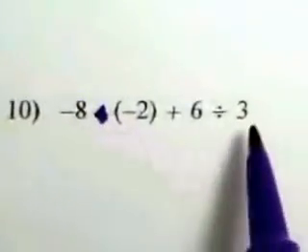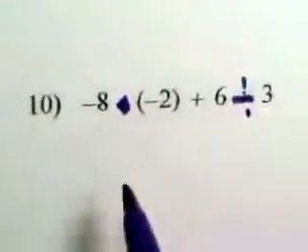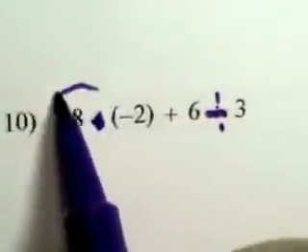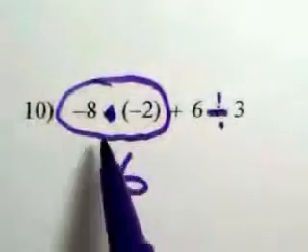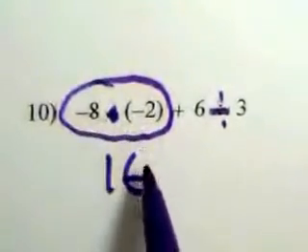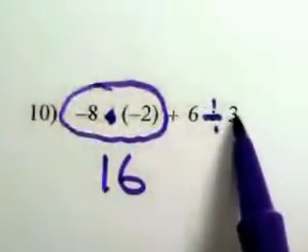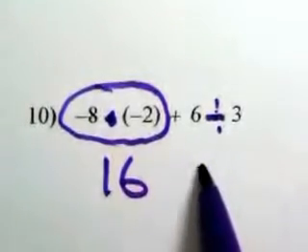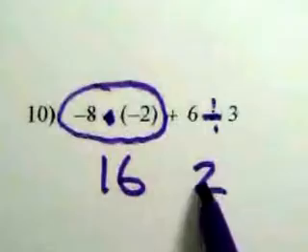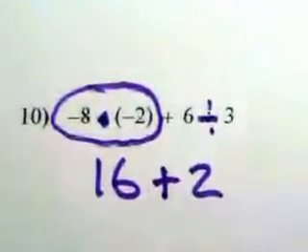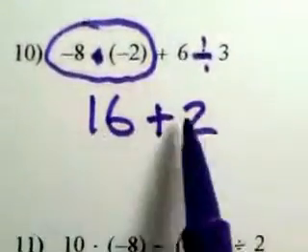Okay, so I have my times and I have my divide. I'll do my times stuff first, this here first. 8 times 2 is 16. The 2 negatives cancel. Over here, 6 divided by 3 is 2. And they're both positive, so it's a positive 2. If it's a positive 2, it should have a plus in front of it. 16 and 2 is 18.